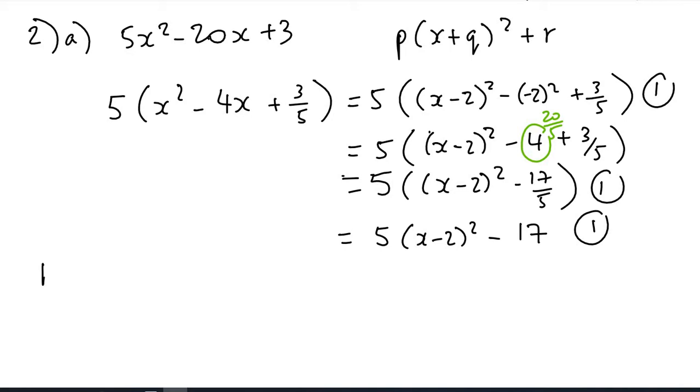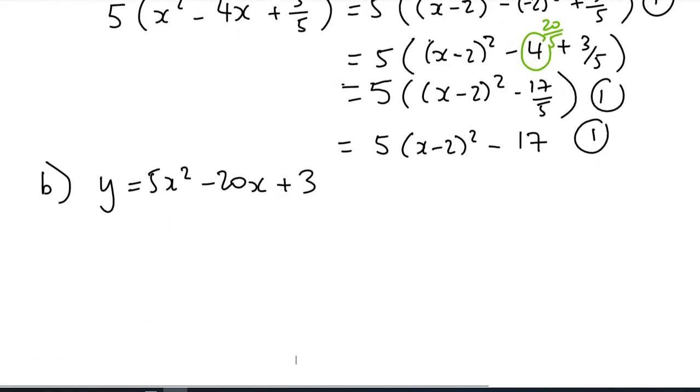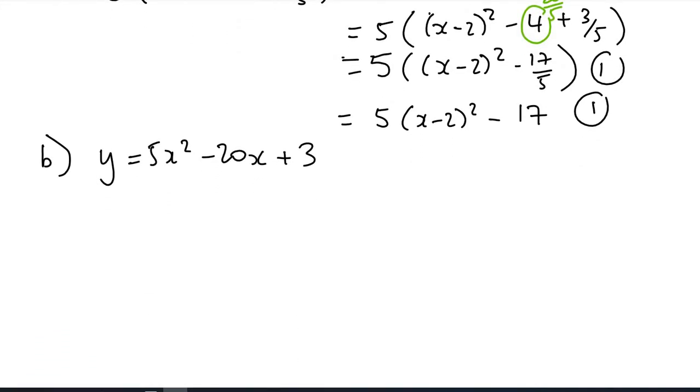Part B says, state the coordinates of the minimum point of the curve 5x squared minus 20x plus 3. So it's the same function, but this time we're looking at it as a curve. We've got the square completed already. We've got the answer up here. There's no need to do it again and waste our time. It doesn't say hence anywhere, interestingly, so it's expecting you to spot it. So I can write it like this instead.